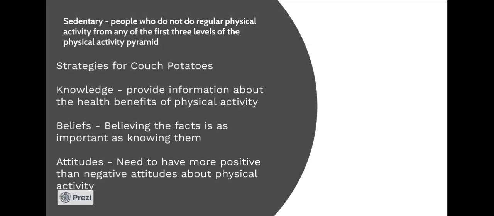We also know that the strategies that are useful for people at one stage are not equally useful for those at other stages. People who do no regular physical activity from any of the first 3 levels of the physical activity pyramid are considered to be sedentary. As the top level of the pyramid indicates, total inactivity or sedentary living should be avoided because it increases risk of disease. People who are sedentary are difficult to change because they are not even considering being active.